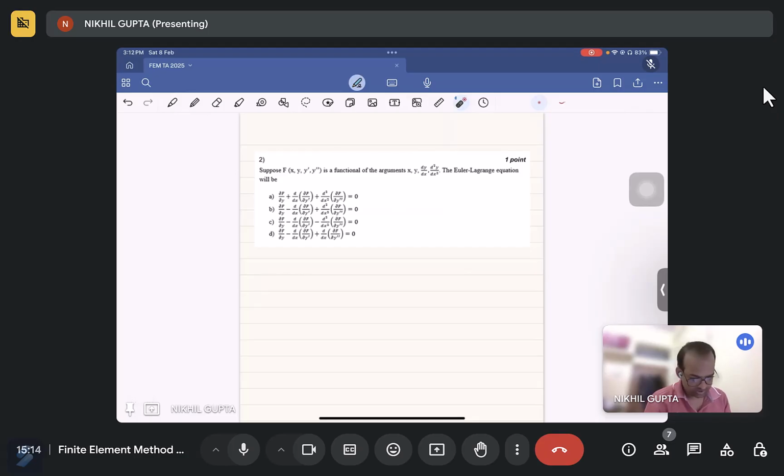Okay, so this is the direct formula based question where you have to tell what the equation for the functional is, the Euler-Lagrange equation. So this is directly a formula based question, and the answer is A.